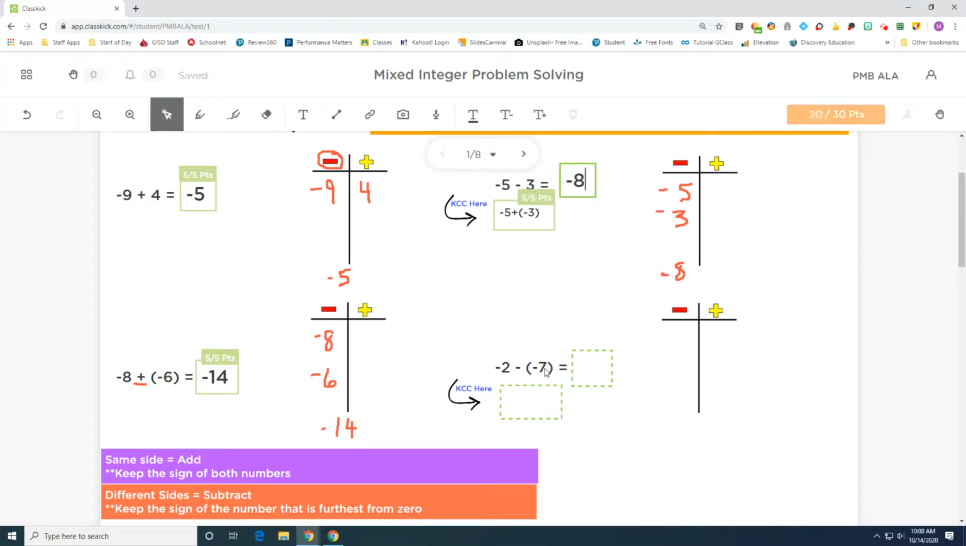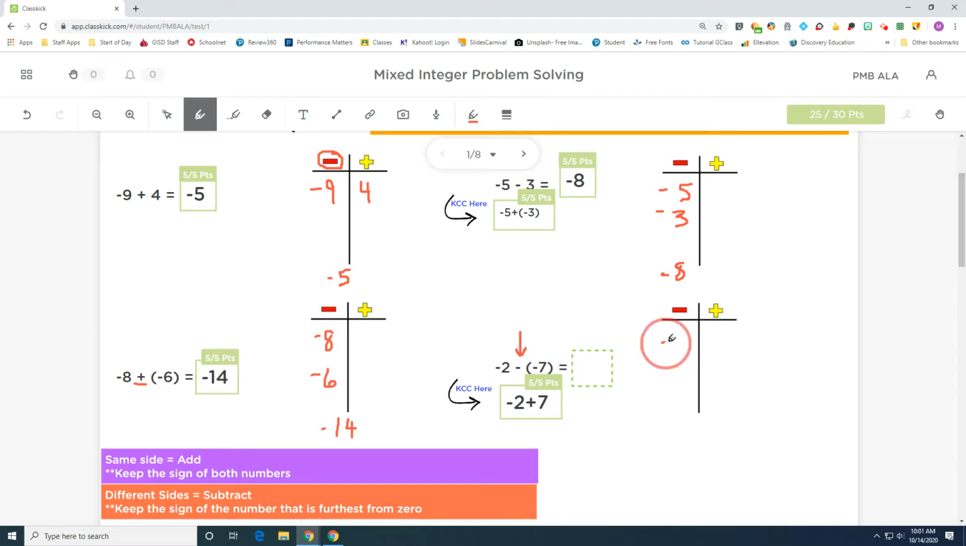Okay. In the next one, we have -2 minus -7. Again, every time you see a minus sign, you have to do keep, change, change. So I'm going to keep -2. It's the first number. I'm going to change minus to plus, and I'm going to change -7 to its opposite. The opposite of -7 is +7. Okay, and now I have done keep, change, change, and I can put it into the T-chart now.